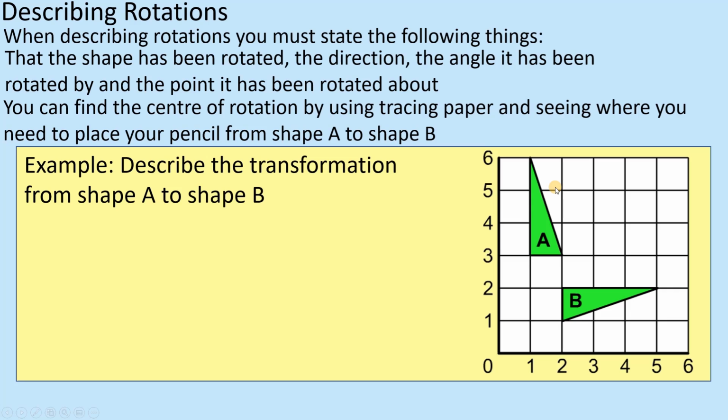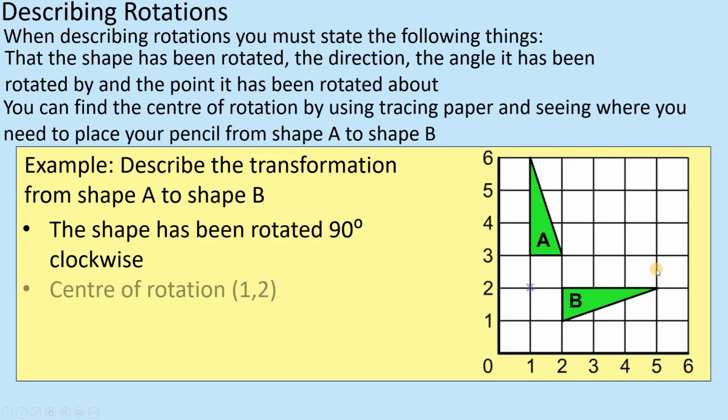So how do you go about finding the rotation? Well, this is the tricky bit, because you need to find the centre of rotation by using tracing paper and seeing where you need to place the pencil. So it's a little bit of trial and error. Now, in terms of rotation, my centre is probably not going to be over here. You would expect it to be around here somewhere. And looking at this shape, it looks like it's gone 90 degrees clockwise. It's just a case of finding the place.